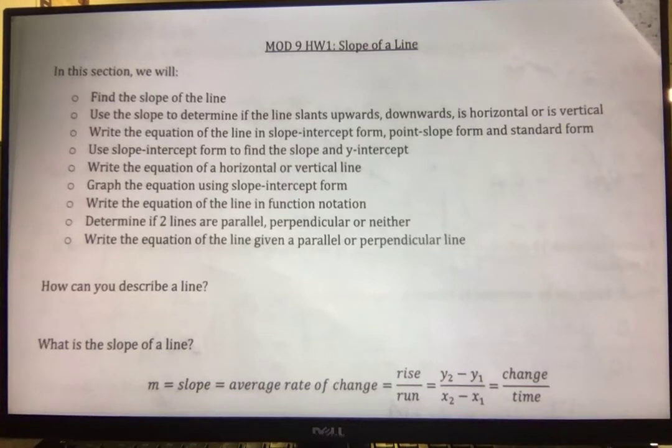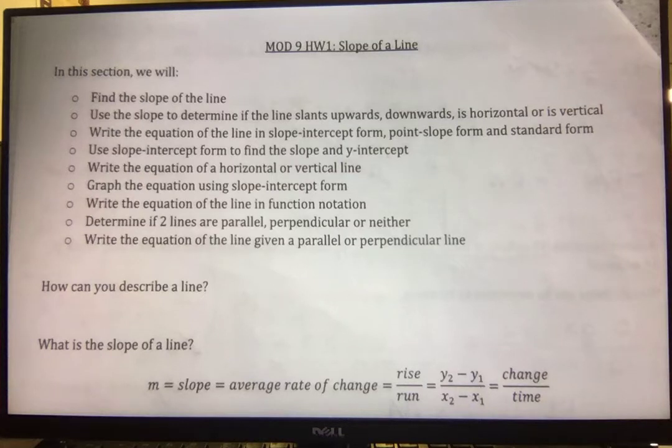All right, so Module 9, Homework 1 is talking about the slope of a line. So in this section, we're going to find the slope, use the slope to determine how the line slants. We're going to write the equation in slope-intercept form, point slope form, standard form. We're going to use the slope-intercept form to find the slope and the intercept. We are going to write the equation of a horizontal vertical line.